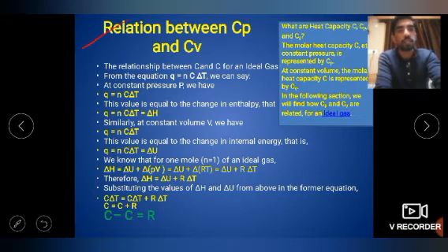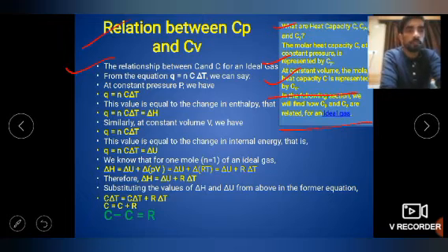So now, most important, the relationship between Cp and Cv. What are heat capacities Cp and Cv? The molar heat capacity at constant pressure is represented by Cp. At constant volume, the molar heat capacity is represented by Cv. So in the following section, we will find how Cp and Cv are related to each other.